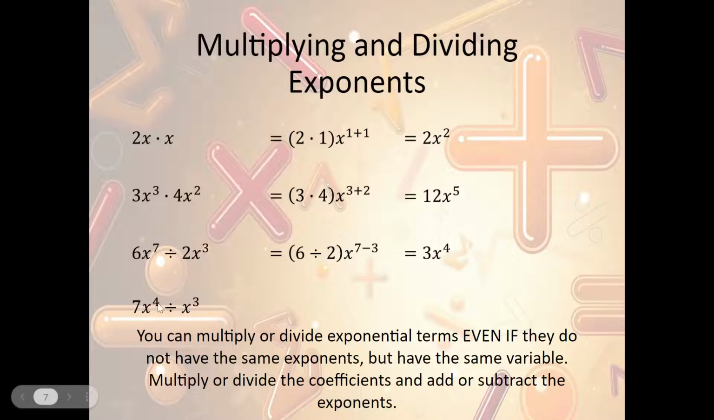Now here we have 7x to the fourth divided by x cubed. So again, we're going to divide 7 divided by 1, and x to the 4 minus 3, which is 7 divided by 1 is 7, and x to the 4 minus 3 is first power. And whenever it's the first power, we don't need to put it there, so it's just 7x.